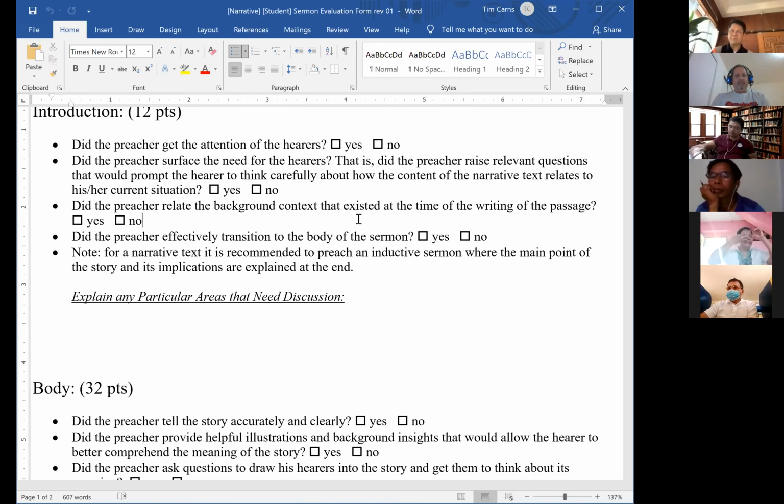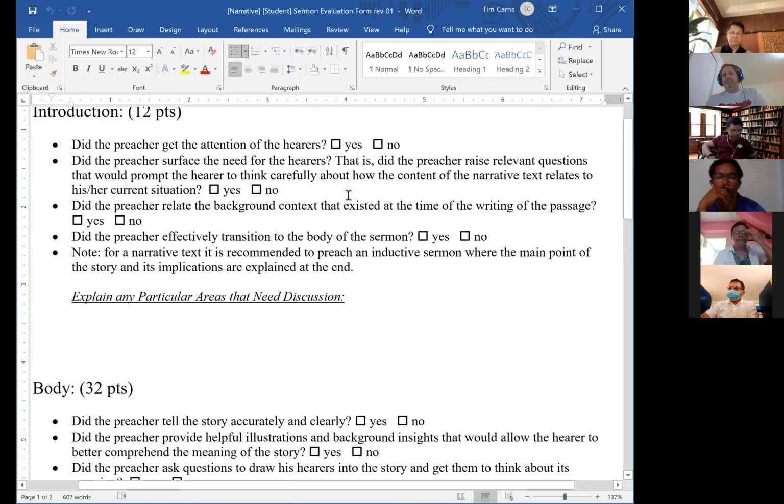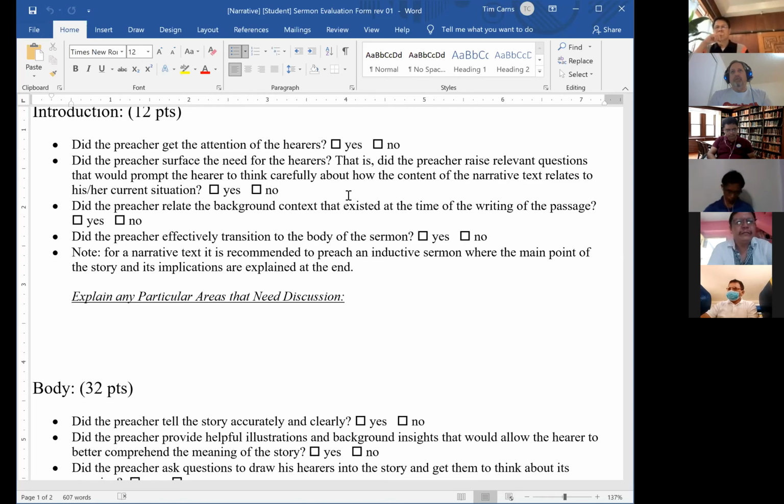Okay. So that covers some of the key elements of the introduction. Are there any comments or any questions about that? Those are the things that we're looking for in an introduction. Get attention, surface a need, and draw them, transition to the text. All right. Any questions? Any comments on that?